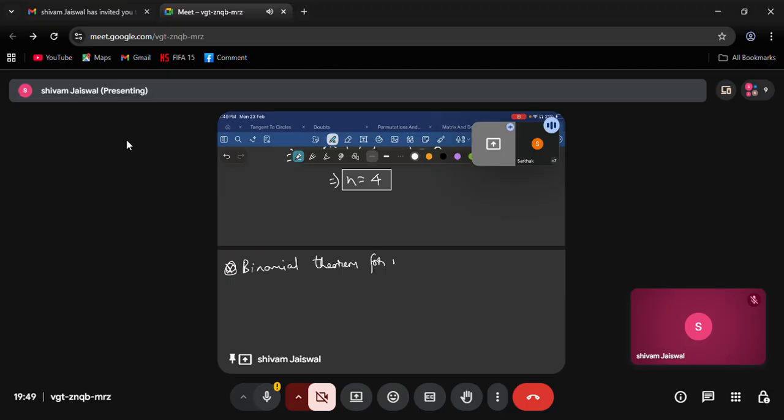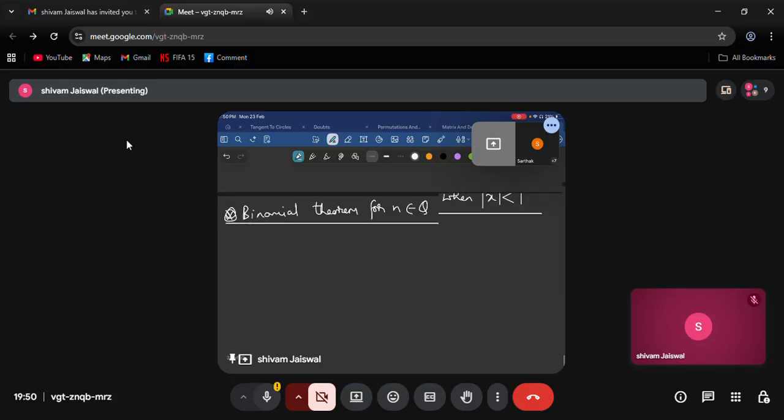For n belongs to rational numbers. This is only valid when mod of x is less than 1. Otherwise it is not valid. Like, I'll give you some example.